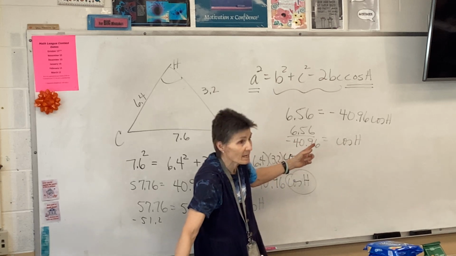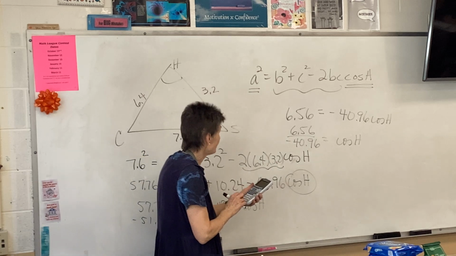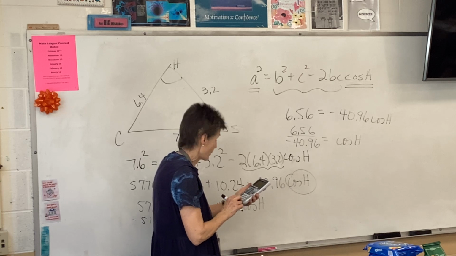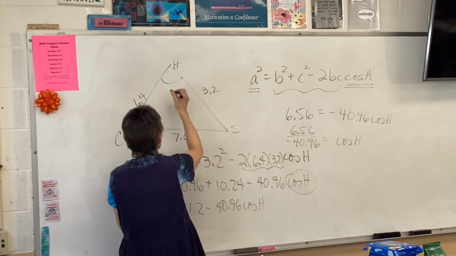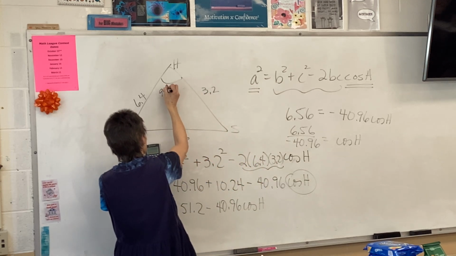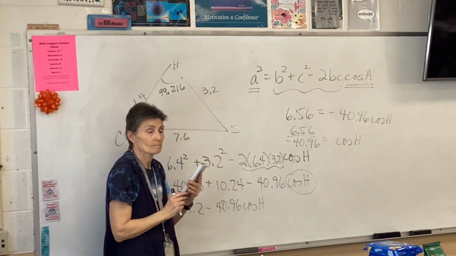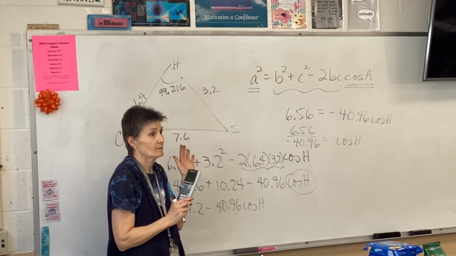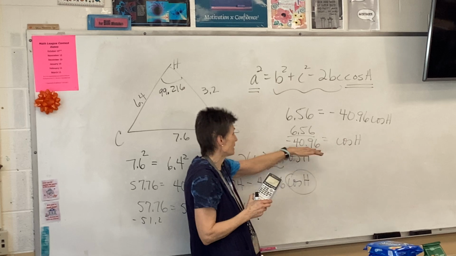How are we gonna get the angle? We're actually looking for the angle. Inverse cosine of 6.56 divided by negative 40.96. Did you get, H, did you get 99.216? I could use the song. Yeah. All right, type it in again. I think that's right. So type it in again if you didn't get that. So you're doing second cosine, inverse cosine, this number.